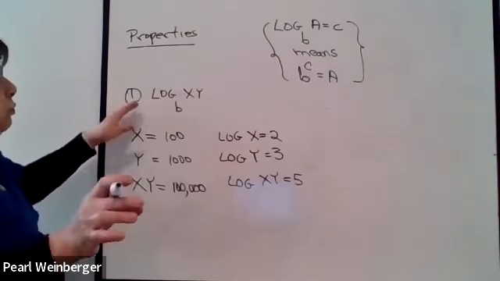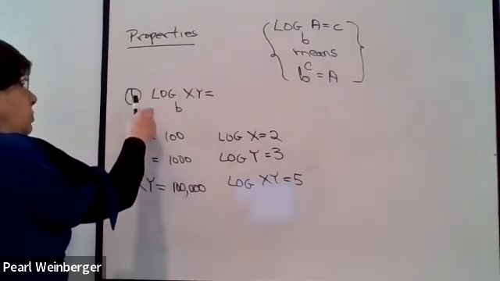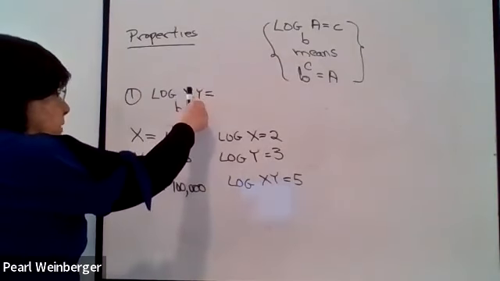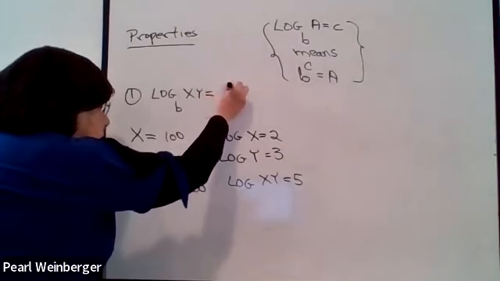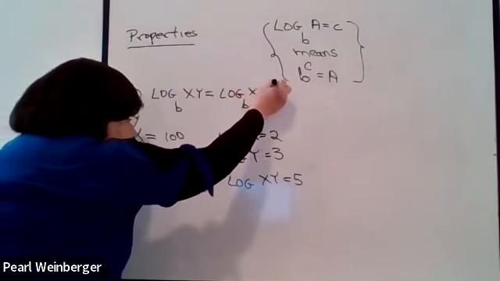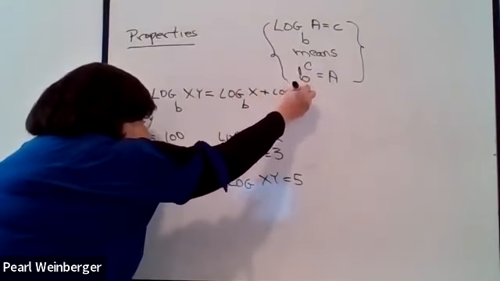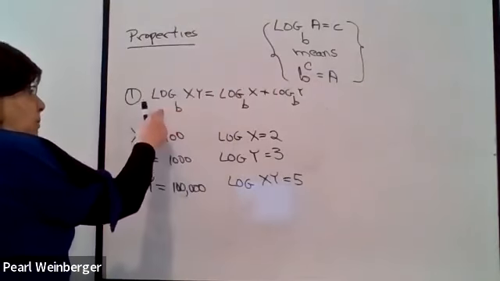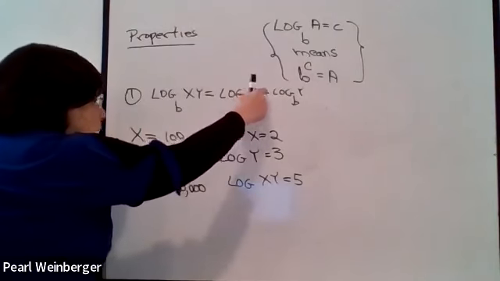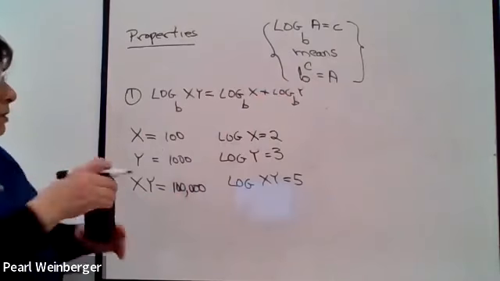So my first rule in log, my first property of log, my first rule in logarithmetic is that if I have two numbers being multiplied, then what I do to their logs is I add them. In other words, the log base b of xy is the log base b of x plus the log base b of y.